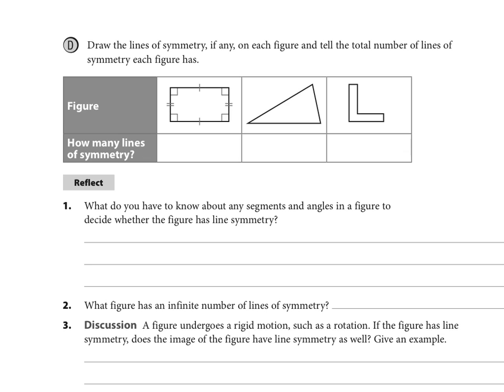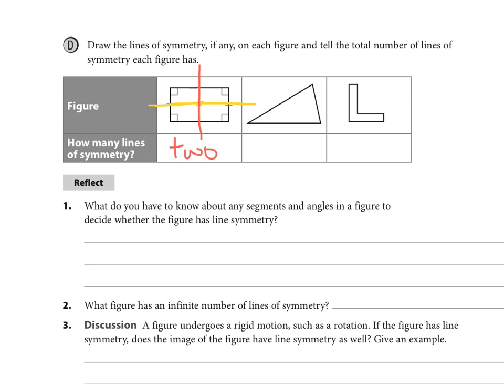So if we look at the rectangle, we draw a line here in the middle. That's going to fold down onto itself, isn't it? I also would have one through here. I can fold it that way and it would fold onto itself. Now sometimes you might think that you could do one diagonal, but if I put a diagonal line through that, those corners are not going to quite match up. So this has two lines of symmetry.